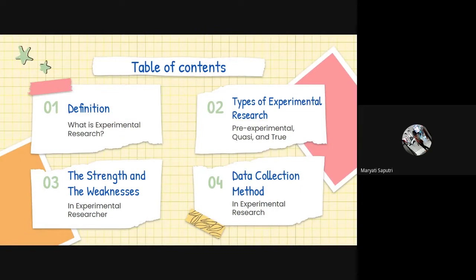So this is the table of contents. First we will discuss definitions, and second we talk about types of experimental research. The third is the strengths and weaknesses, and the last is data collection methods. So for the definition, we'll present with my partner.